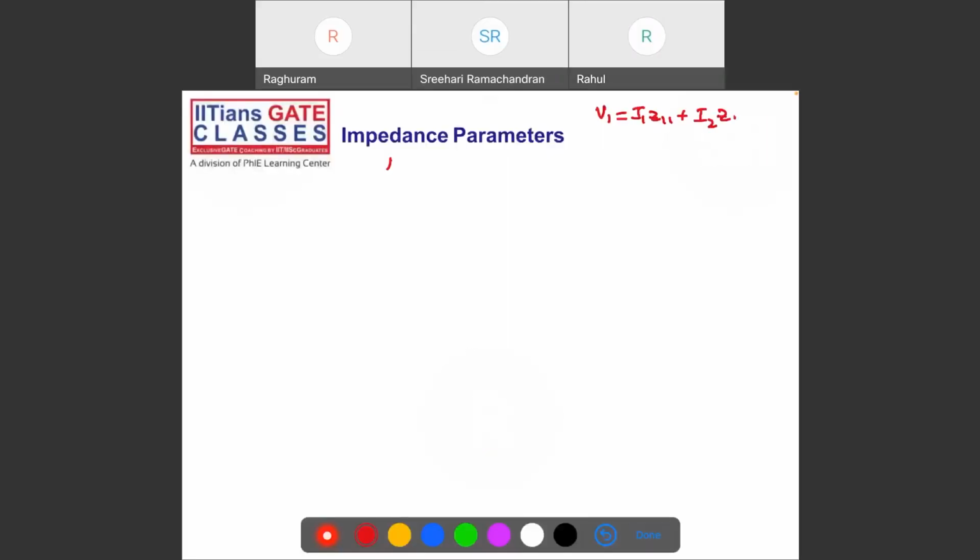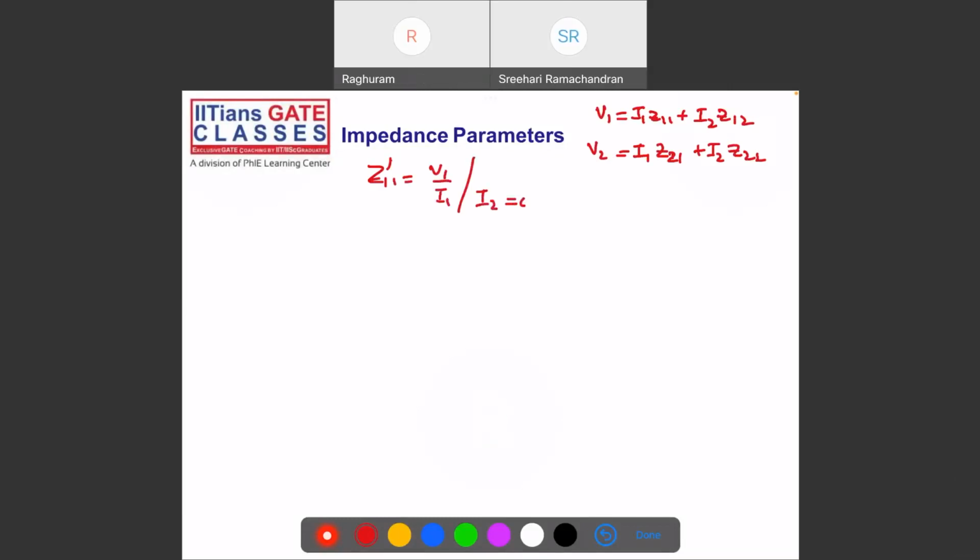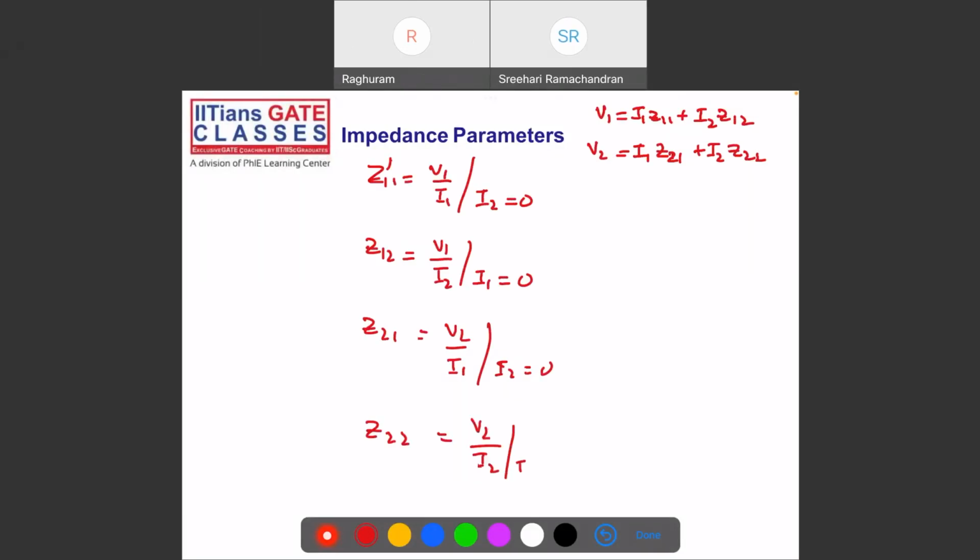V1 is equal to I1 Z11 plus I2 Z12. V2 is equal to I1 Z21 plus I2 Z22. So Z11 is equal to V1 by I1 when I2 is equal to 0. Z12 is equal to V1 by I2 when I1 is equal to 0. Z21 is V2 by I1 when I2 is 0. And Z22 is equal to V2 by I2 when I1 is 0.